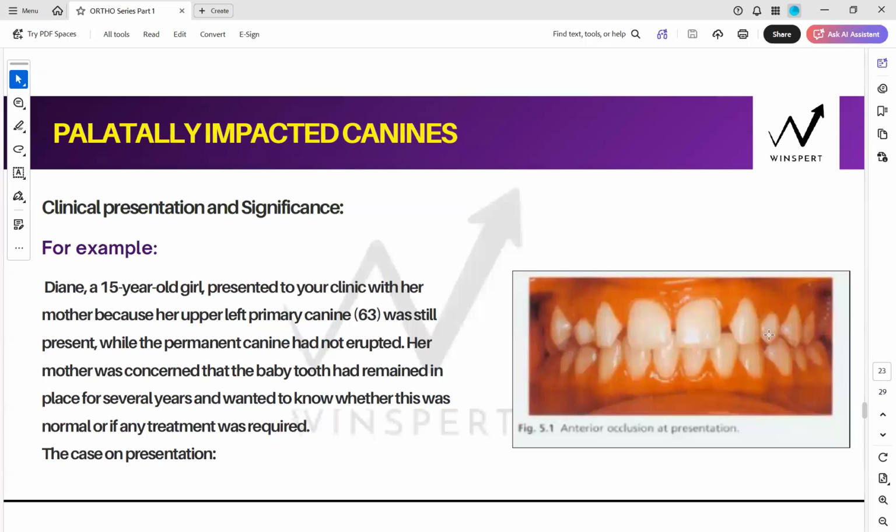Now, by the age of 15 years, the maxillary canine should normally have erupted in the oral cavity, right? So a retained primary canine should never be regarded as a diagnosis itself. Instead, it is an indicator of a failure of eruption. Yes, absolutely correct, Sarah. Both sides are primary canines.